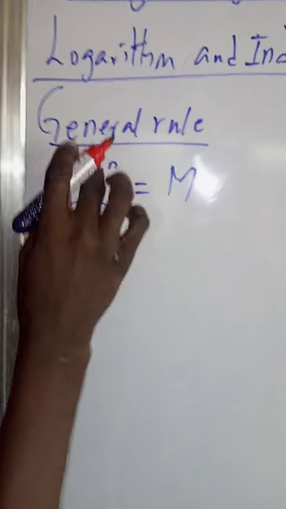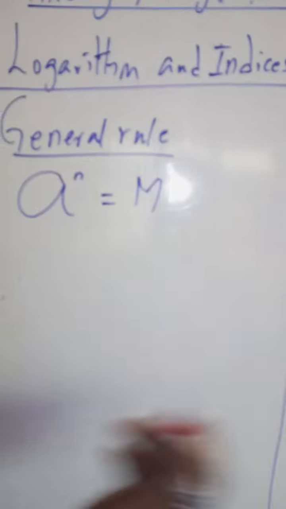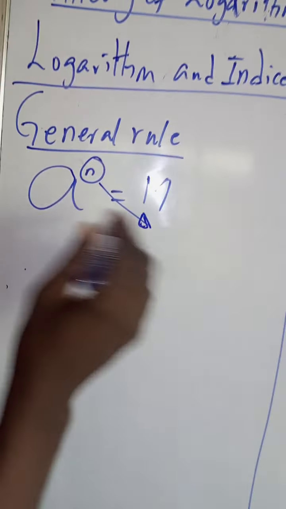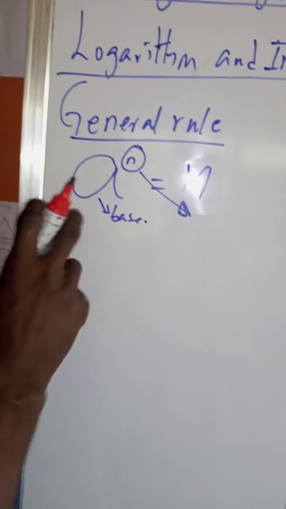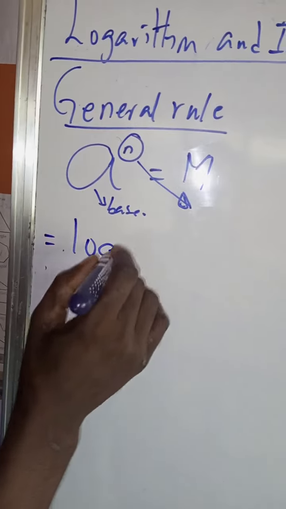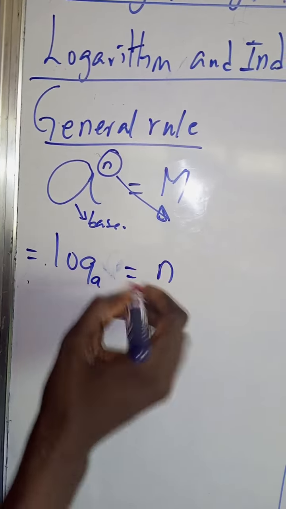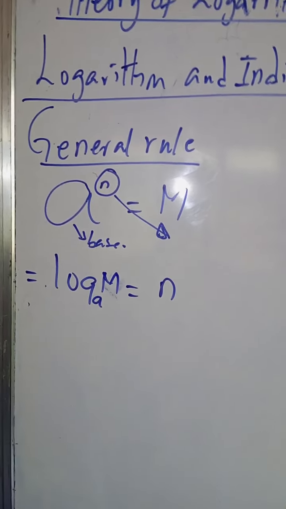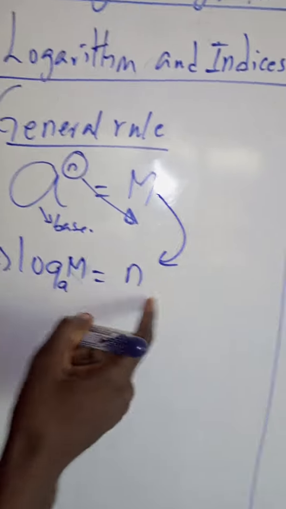This indices form, if I want to change it to logarithm form, this power will come alone to the other side, while this a will serve as the base, but I will include the log there, to serve as the base of log. So it will be equal to log m base a is equal to n, while this will be my main log. So this is this in log form.